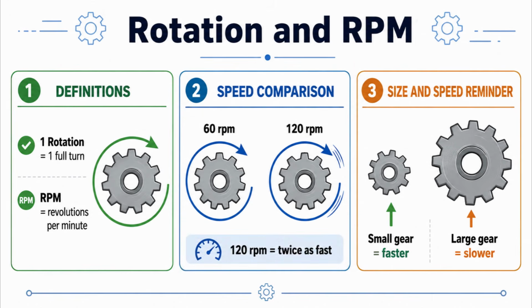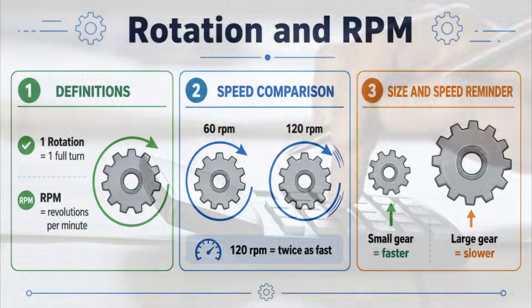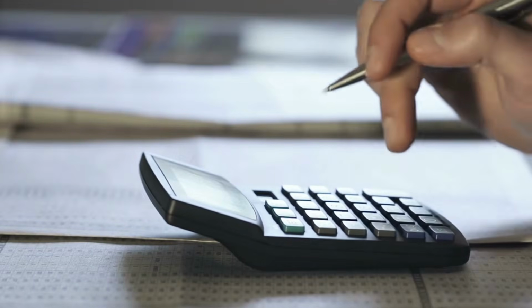Remember from our previous lesson, the smaller gear rotates faster. The larger gear rotates more slowly. Now we are going to calculate exactly how much faster or slower.